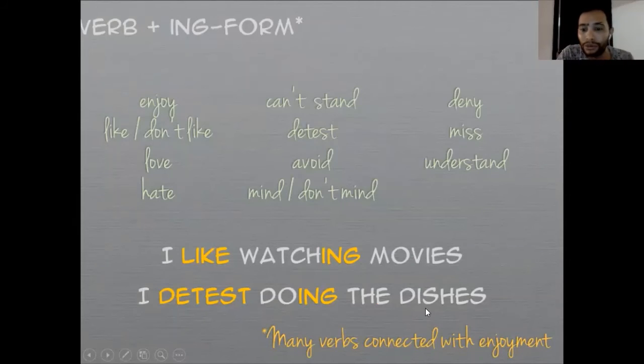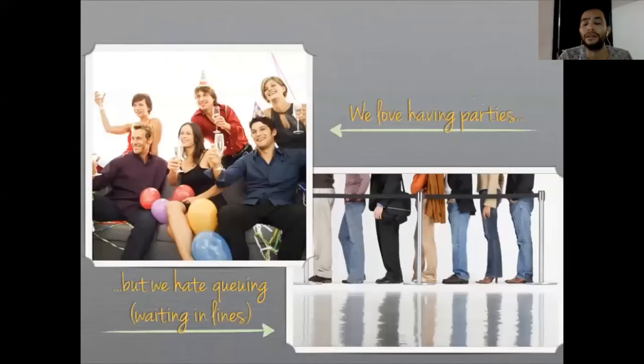I detest doing the dishes, like this, with the ing form. This normally happens with most of the verbs connected with enjoyment. When they express any kind of enjoyment, you can use the ing form. But this is just general. It's better to learn them taking into account the groups that I gave you in the past PDF file. So take a look here.